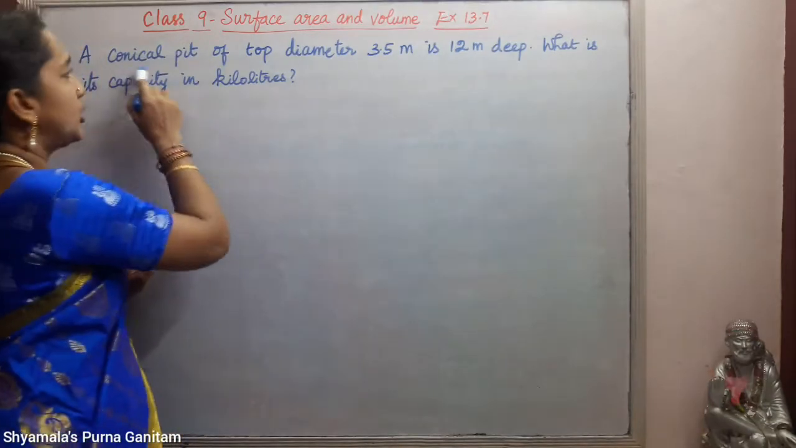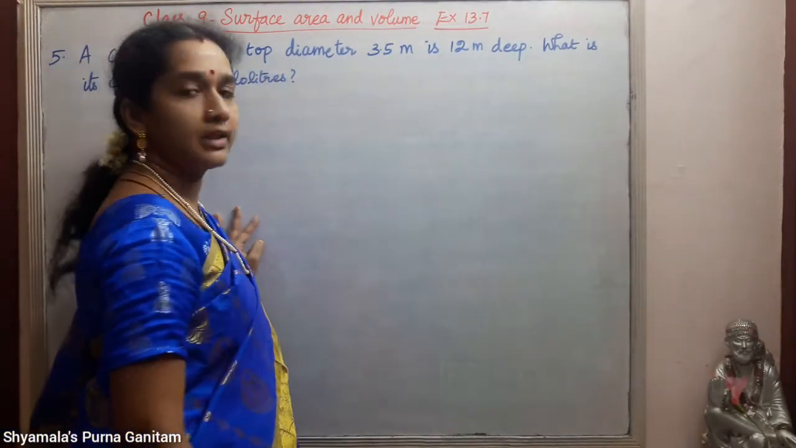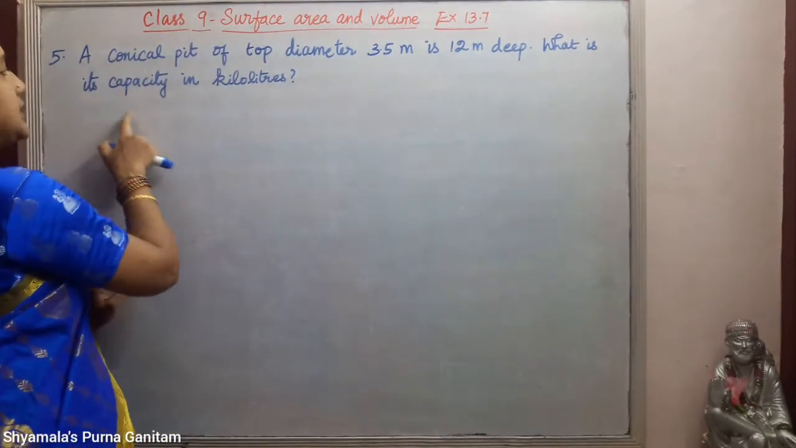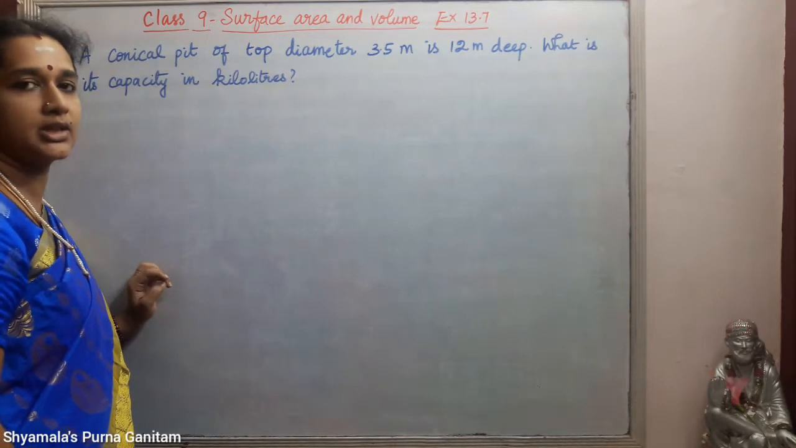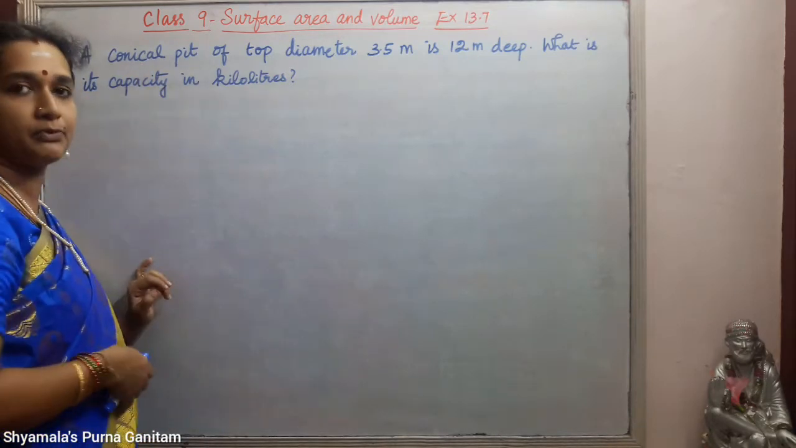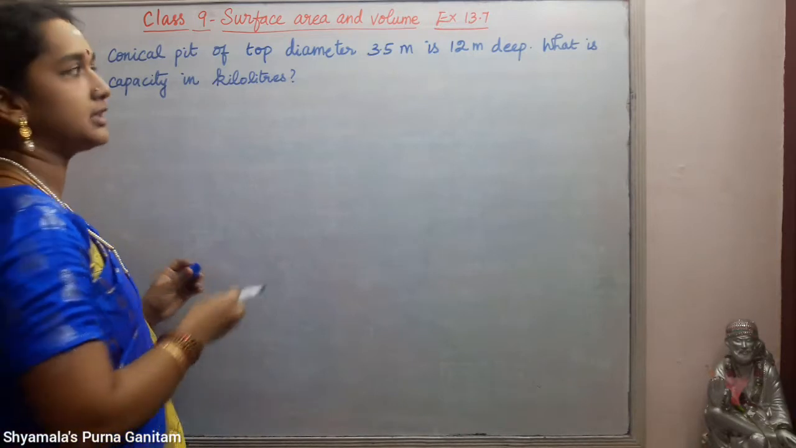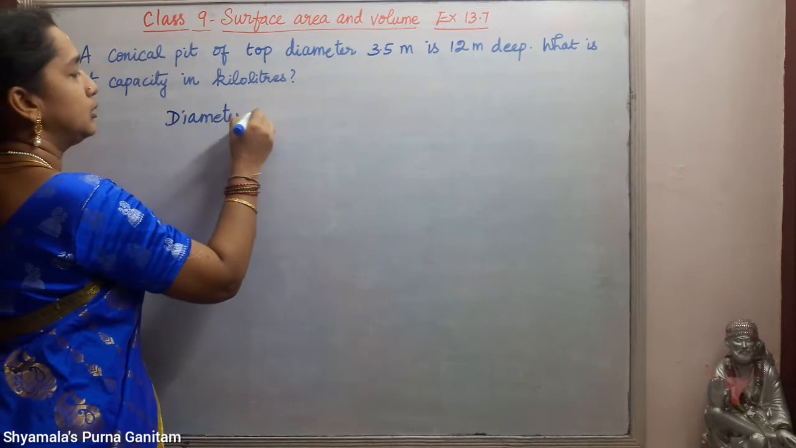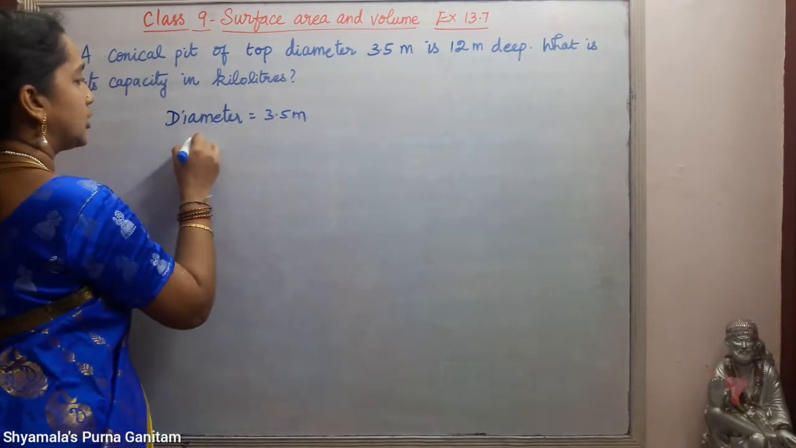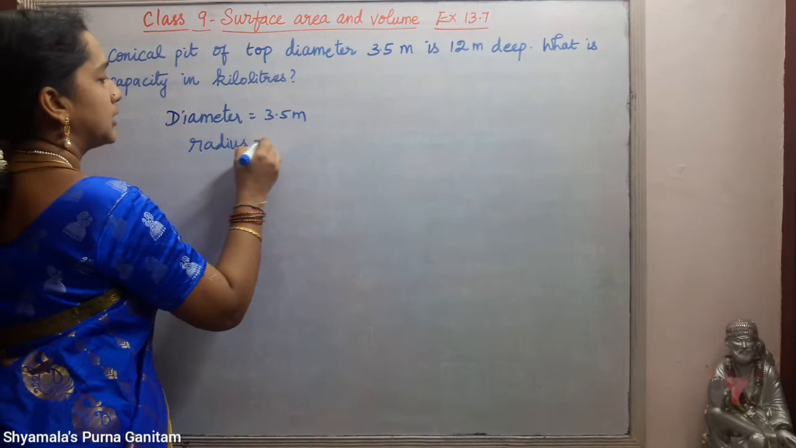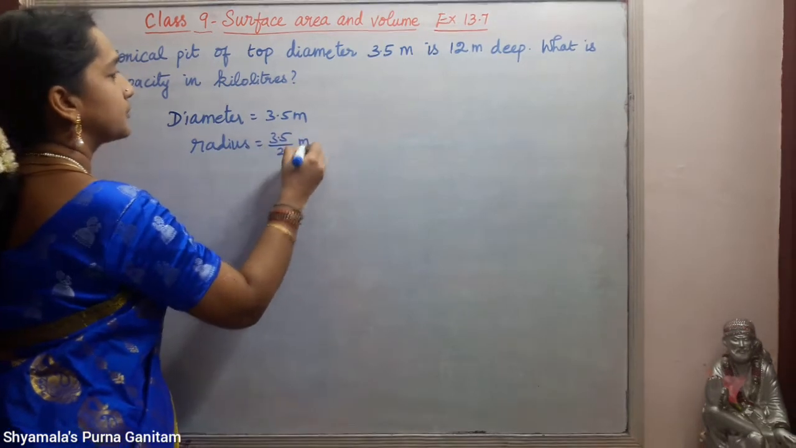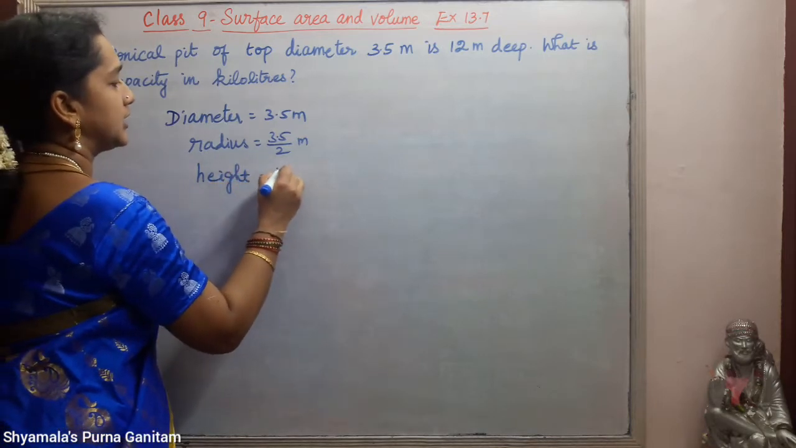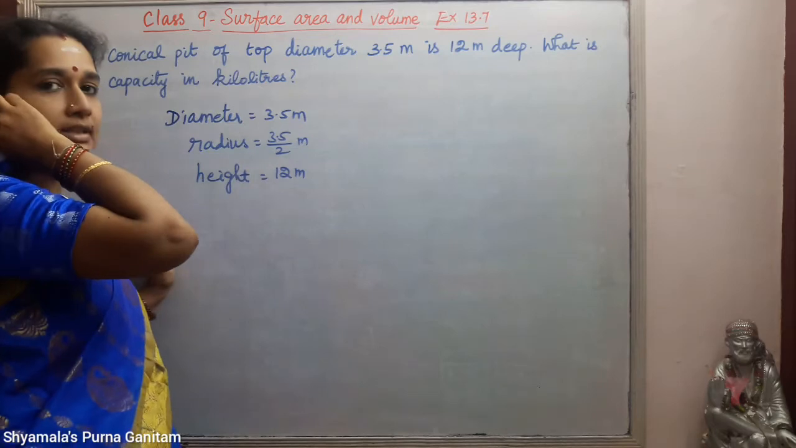The next sum is: a conical pit of top diameter 3.5 meter is 12 meter deep. What is its capacity in kiloliters? So there is a pit. The pit is in the shape of a cone. For that, diameter is given as 3.5 meter. So radius of that is 3.5 by 2 meter. And then deep, so height is given as 12 meter. So capacity we are asked to find.